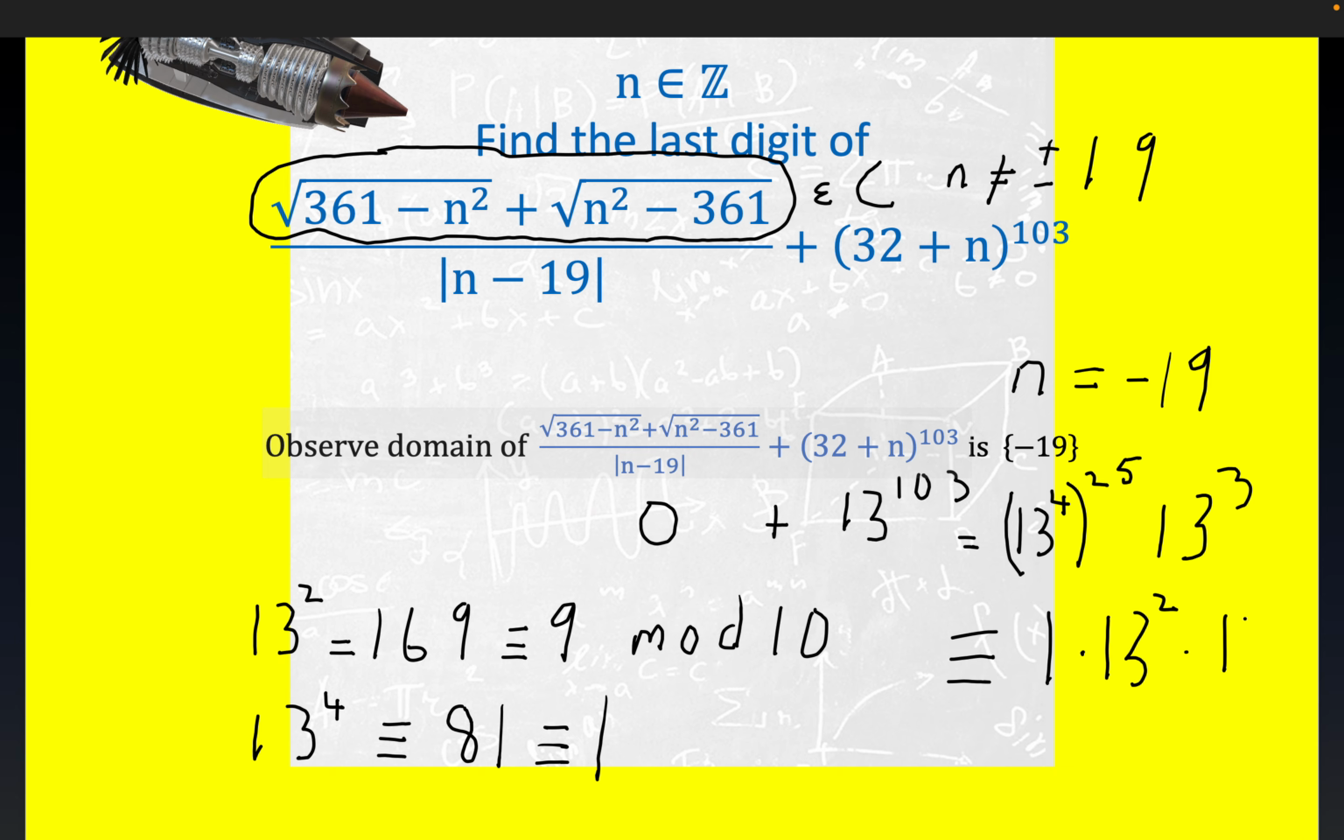Now, y'all, I wrote it like this because we already know that 13 squared is congruent to 9. So this would be congruent to what, 117, right, folks? This part here is congruent to 9. 9 times 13 is 117, but this is certainly congruent to 7 modulo 10.